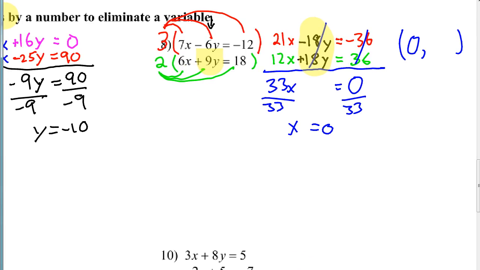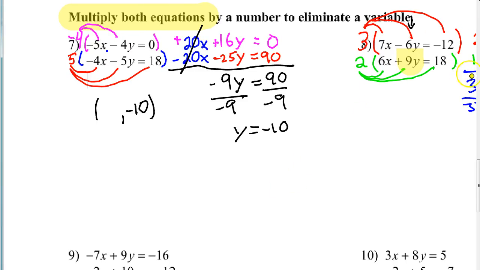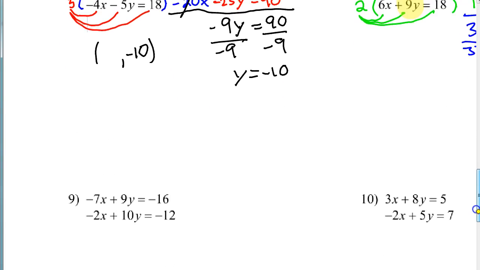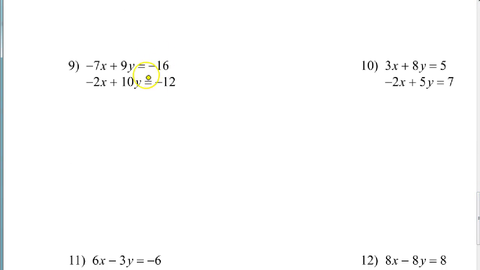So you might find yourself deciding, let's say like on number 9 here, which one would be a better variable to cancel out? So what's the smallest number that both 9 and 10 go into? And that would be like 90. So that's a big number. But what's the smallest number that 7 and 2 go into? That's 14. So between 90 and 14, I probably want to work with the x's and get those to be 14x and negative 14x rather than making this 90 and negative 90.